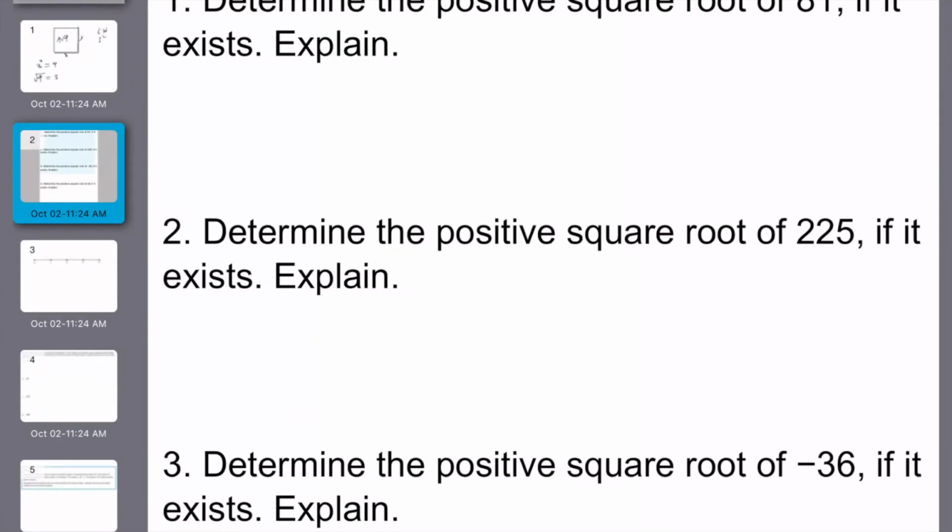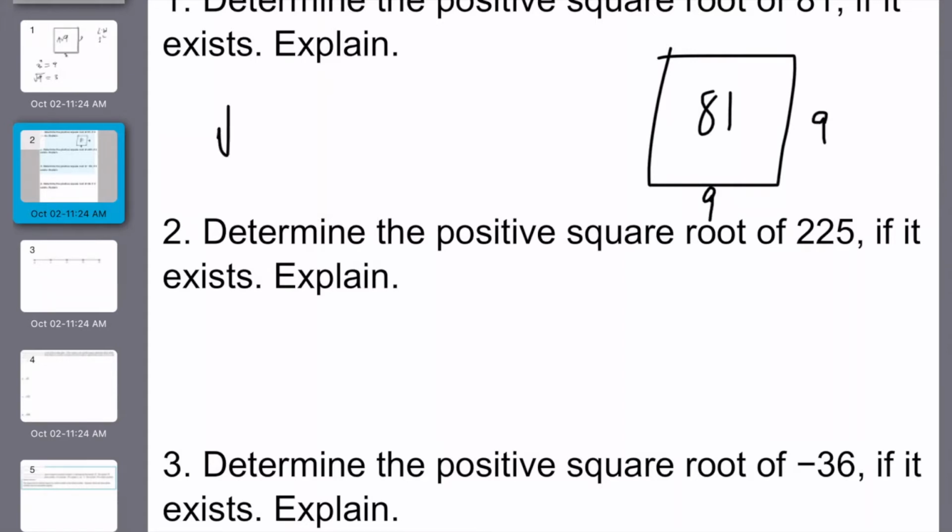Determine the positive square root of 81 if it exists. So I'm trying to think, I have a square that has an area of 81. And I'm trying to think, what could my side lengths possibly be? And this is when I start to think, okay, I have 7 times 7 is 49. 8 times 8 is 64. Well, 9 times 9 is in fact 81. So I know that my side lengths are going to be 9. So the positive square root of 81 is going to be 9.